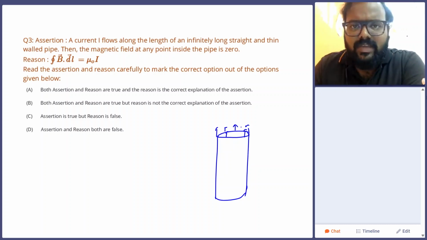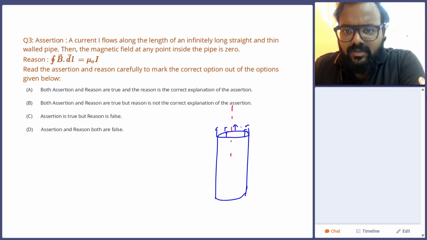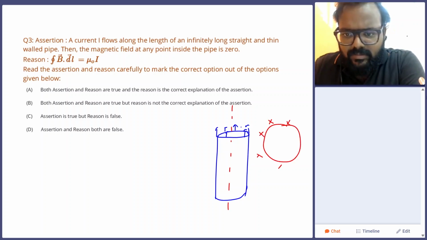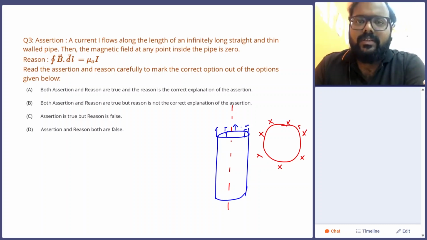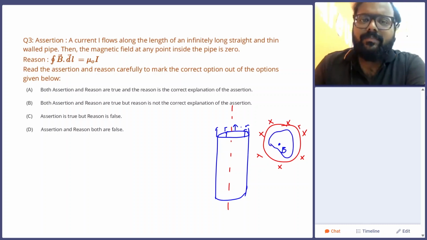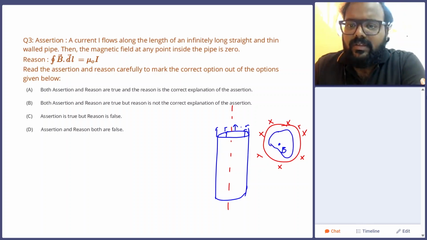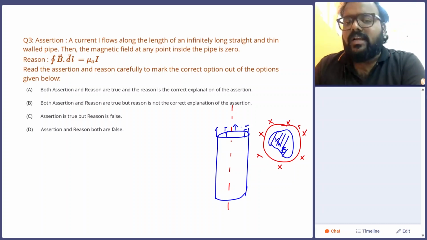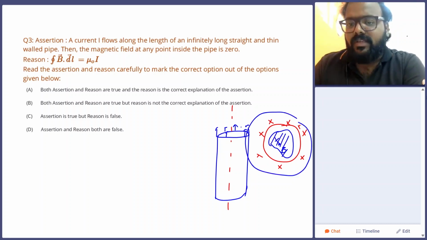See, for this case, we have to apply Ampere's circuital law. So if you take this as the pipe, let's say current is going inward like this, inside that thin wall, so I'm not drawing it inside. Now I want the field here. Anywhere I take an Ampere loop, there is no current enclosing this. The current will start being enclosed only when you go outside to take an Ampere loop.